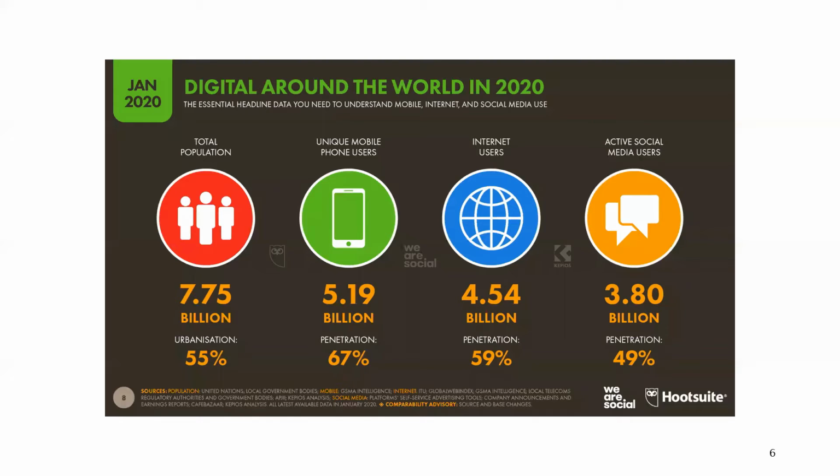So we are around January 2020, about 7.75 billion people, approaching about 8 billion now. And if you're talking about mobile phone users alone, we have about 5 billion. So the penetration rate is about 67%. What does it mean? It means that almost everyone owns a phone, and now it's a smartphone.